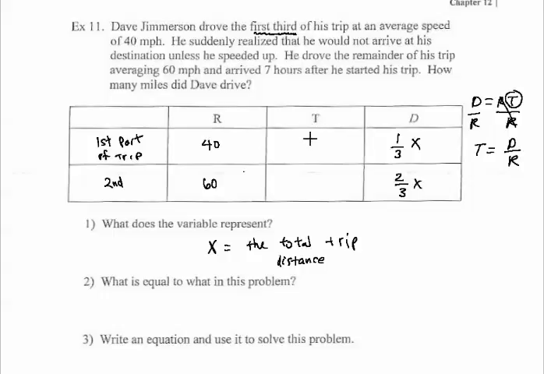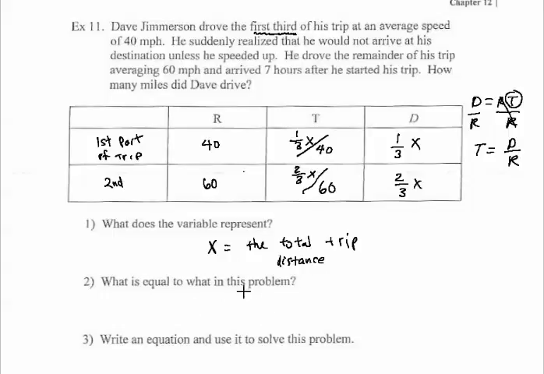Okay, so what we're going to have in the T column is 1/3 x divided by 40. And then for the second row, we're going to have 2/3 x divided by 60.